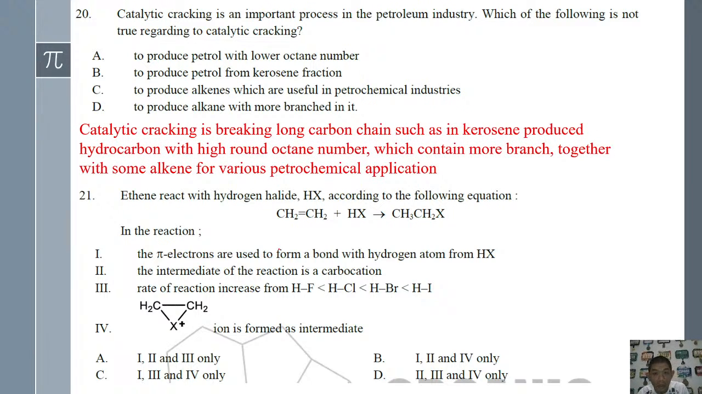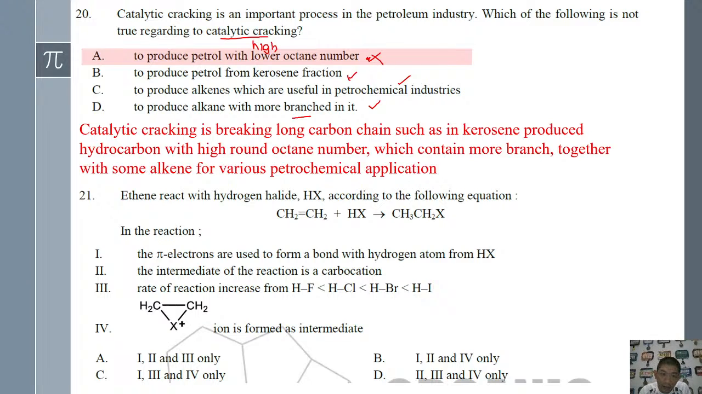So that is why it is used to produce petrol with a lower octane number. It's true. It is used to produce petrol from kerosene fraction, also true. It is used to produce alkene to become a more useful petrochemical, also true. It produces alkane with more branches. So the best answer in here is A. Lower octane number, because catalytic cracking usually will produce a high octane number. Sorry. So the best answer in here is A. So that is for number 20.